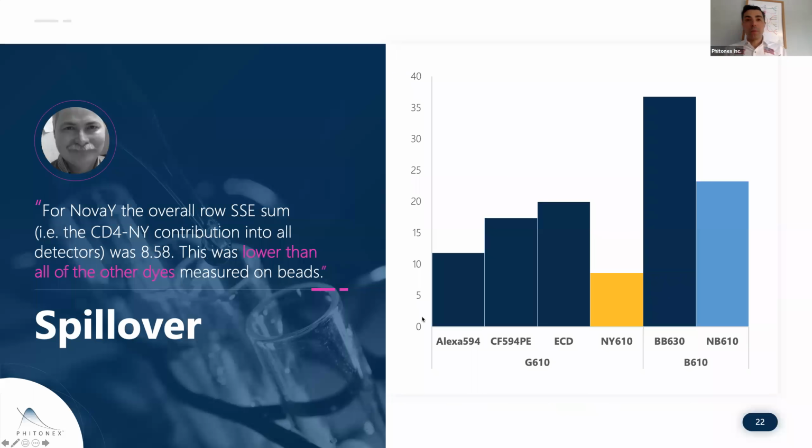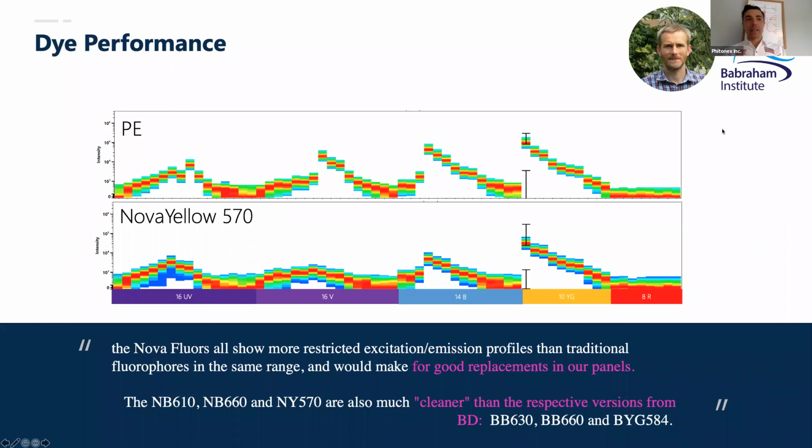And so, when we stacked up the NovaYellow 610 versus 30 other dyes, we saw that its aggregate spillover spreading error sum was the lowest among 30 dyes. And then on an apples to apples basis, NovaBlue dye, as you'd expect, versus Brilliant Blue was really good, a good performer, right? I'm definitely a don't take my word for it kind of guy. This is some data from NIAID. We've also had Oliver Burton at the Abraham Institute show the same thing off of the Aurora, right?